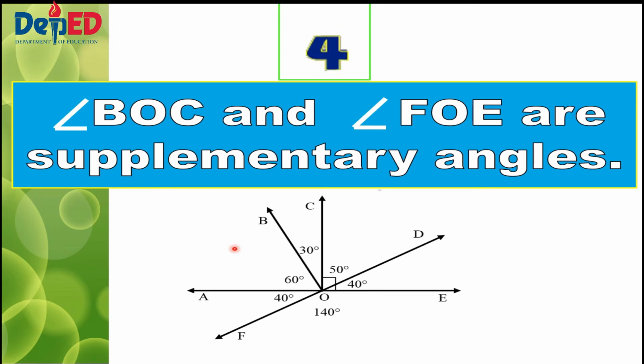For the fourth statement, we have angle BOC and angle FOE are supplementary angles. Is it true or false? Excellent! The answer is false. Since the measure of angle BOC is 30 degrees and the measure of angle FOE is 140 degrees, if we get the sum, it is 170 degrees. And the sum of supplementary angles must be equal to 180 degrees. So the answer is false.